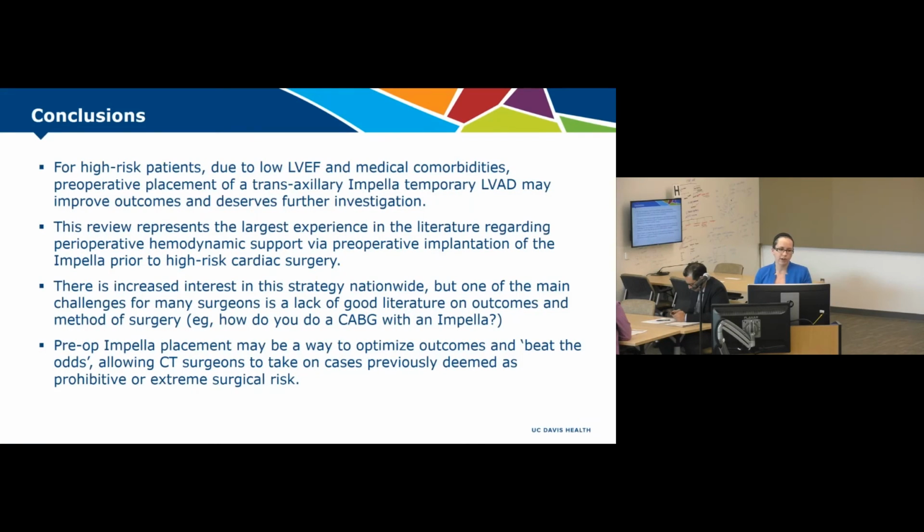And our conclusions: for high-risk patients due to low EF and medical comorbidities, preoperative placement of this Impella device may actually improve outcomes, and it really deserves further investigation. It represents the largest experience so far in the literature regarding perioperative hemodynamic support with this prior to high-risk cardiac surgery. There's increased interest in this nationwide, but many surgeons are not as familiar with this device, being the newer implementation, and also how to coordinate it during the operation itself with the aortic prosthetic.